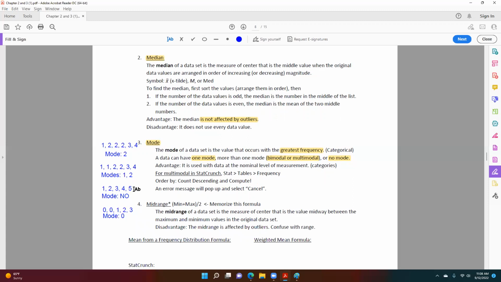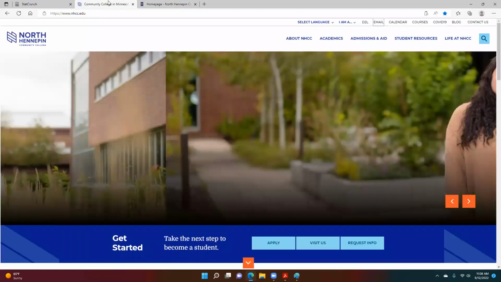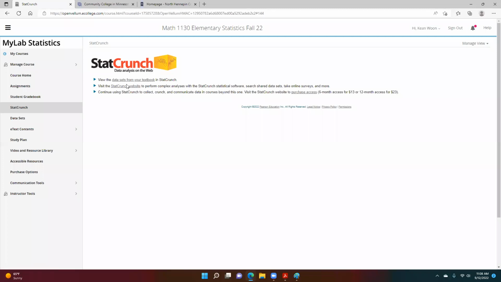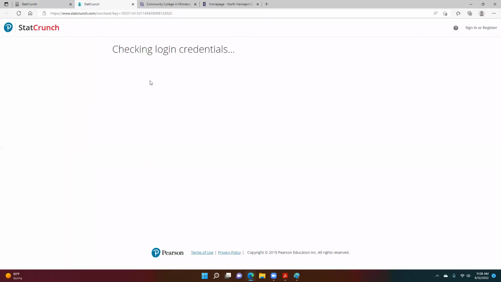Now, the mode in StatCrunch, where you go under Stat, I'll show you later on. It's the same place you find the mean and the median.